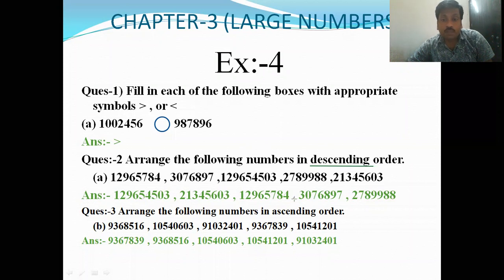Now, for this purpose, first we choose the largest number among these numbers. When we compare these numbers, we see this number is the largest. After that, this number is smaller than it, this number is smaller than this number, and lastly, this number is smaller than this number. First, we discuss what is the meaning of descending order. Descending order means the numbers are arranged from greatest to smaller.